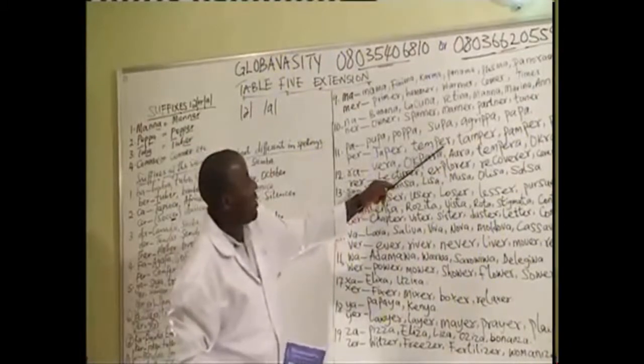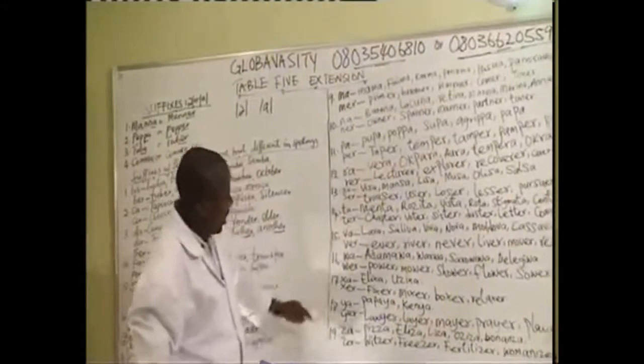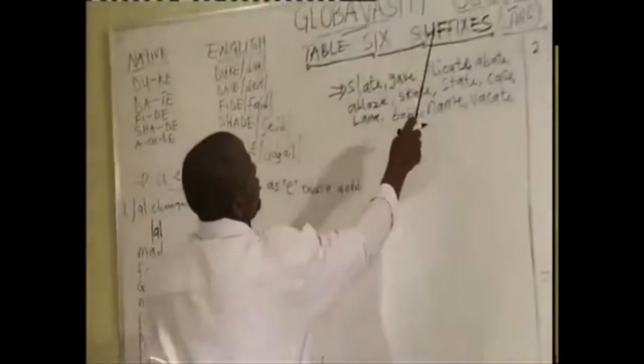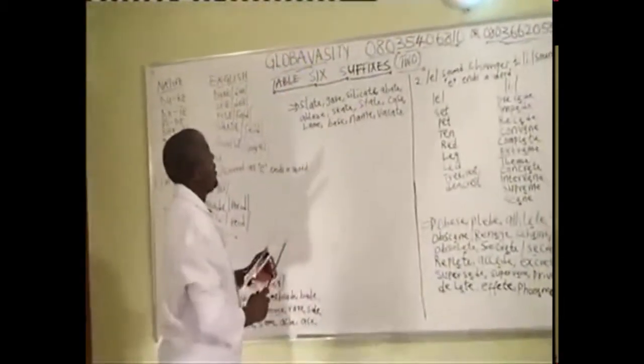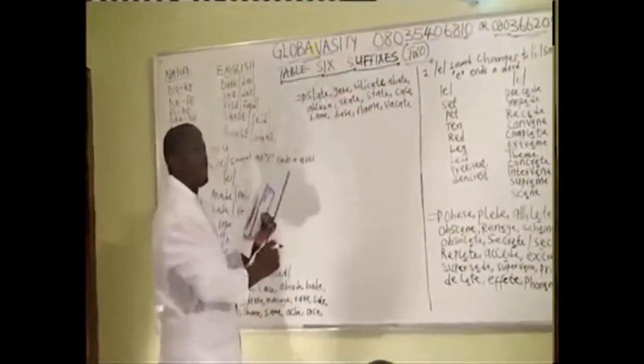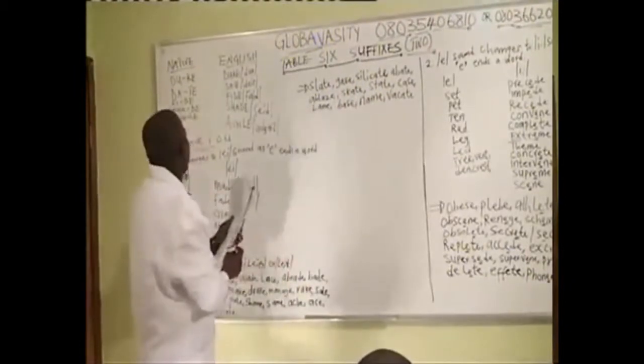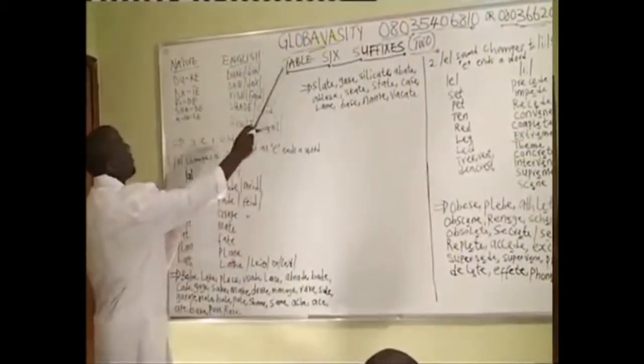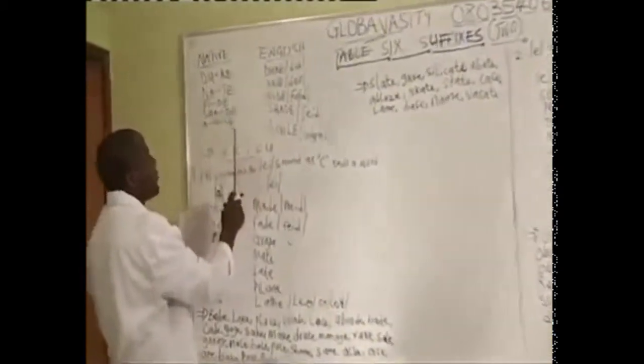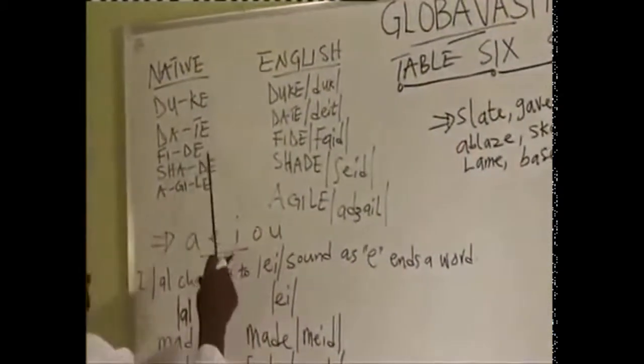This is temper, this is super. So it goes on and on. This is table 6, surfaces 2. Here, what I want you to know is that surfaces means any part of our work. I want to let you know that in this table 6, we want to tell you what happens when you see E ending a word.